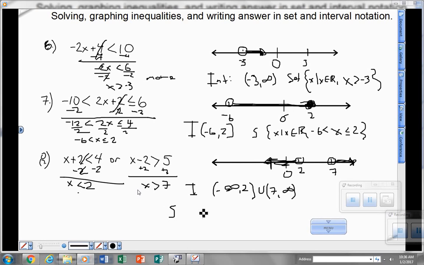Set notation again, you use the same squiggly symbol, and X is an element of the real numbers, and then you write your 2 inequalities in there. So X is less than 2 or X is more than 7, and you do put that or in there.